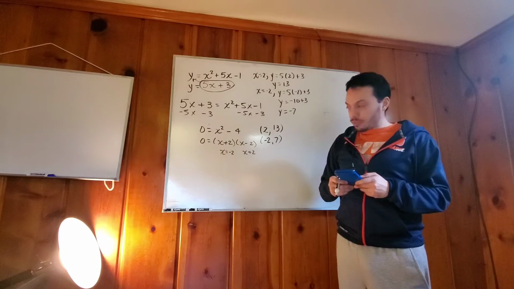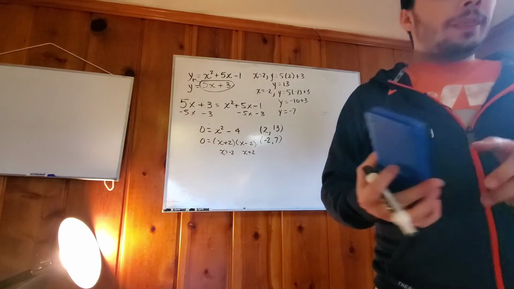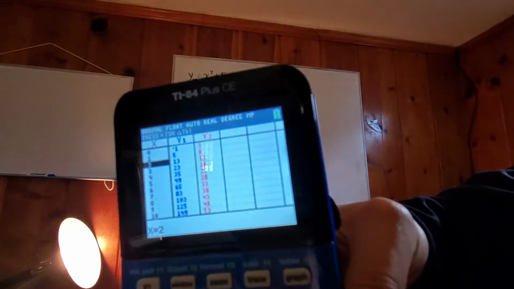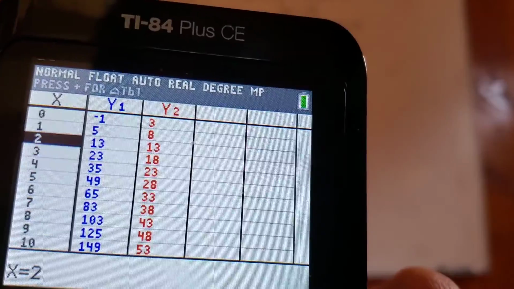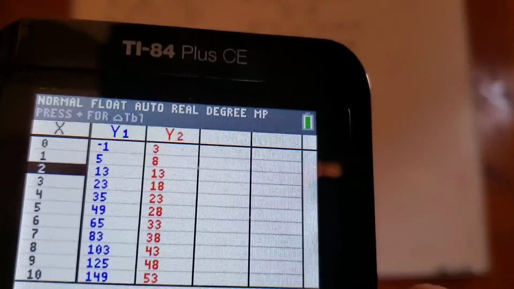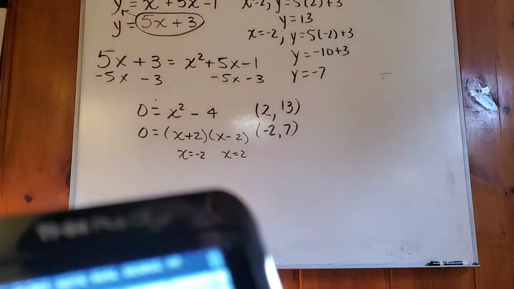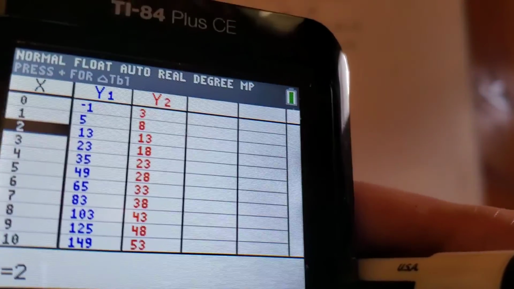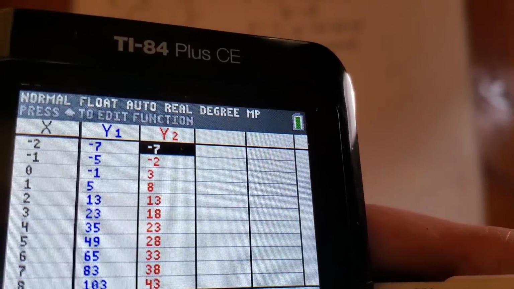So, when x is 2, I'm going to show you right now. I just went to the table. 2 is 13 for both. As you can see, 2 is 13 for both. Pretty easy. And if I go up in the table to negative 2, I got negative 7 and negative 7. Oh, okay. I checked. It's right.